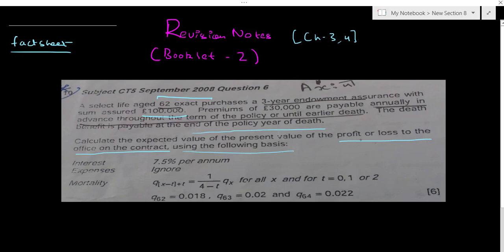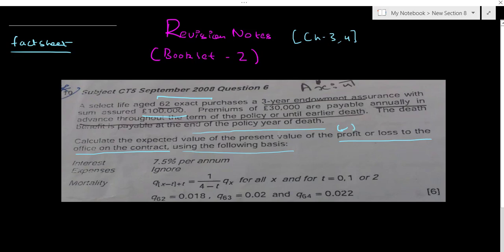We would be doing it for, let's just do it for loss, or should we do it for profit? I'll check the answer that is given at the end of the revision notes. Okay, they have given the answer for profit, so we would be doing it for profit. You can also do it for loss.